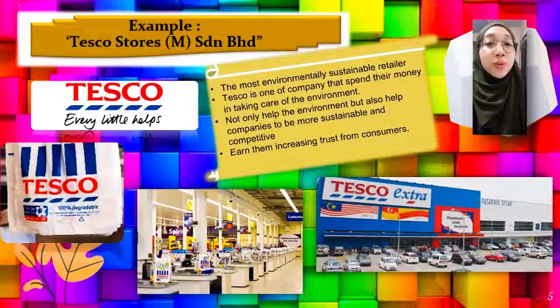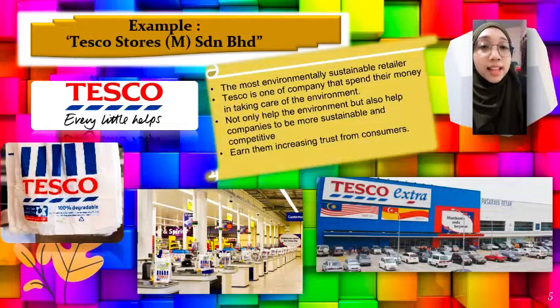Okay, now we use Tesco as an example. Tesco is the most environmentally sustainable retailer. Tesco is also one of the companies that spend their money on taking care of the environment. For example, they use reusable bags and biodegradable plastic bags. Tesco has planned to label all its products with their carbon footprint. This not only helps the environment, but also helps the company become more sustainable and competitive. Last but not least, this earned them increasing trust from customers.